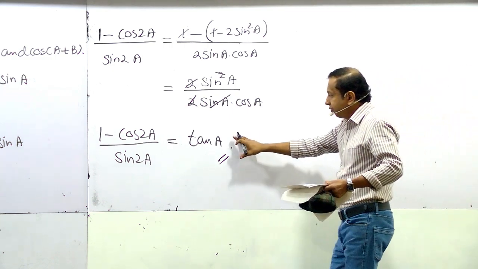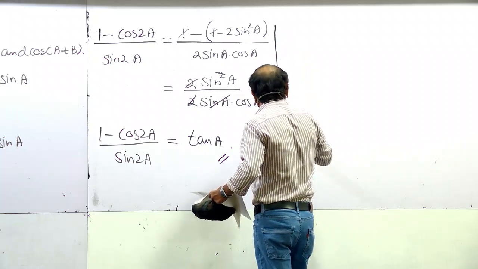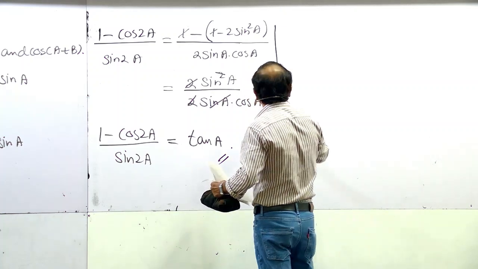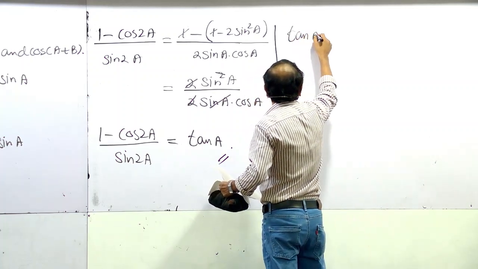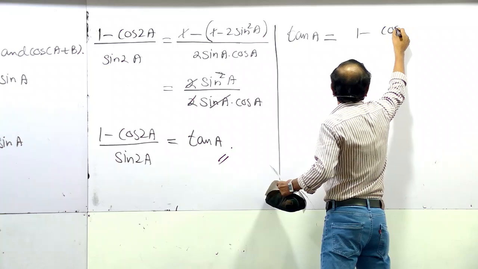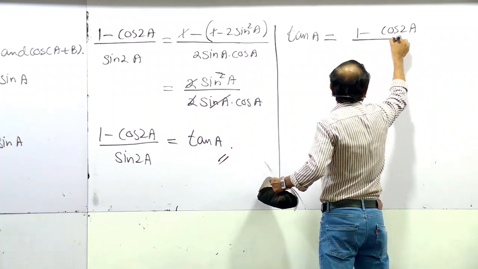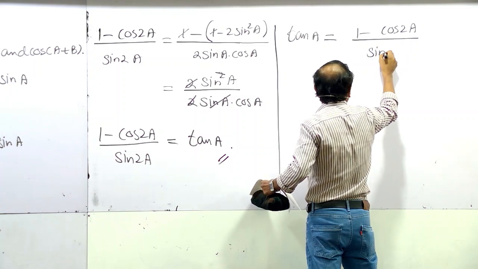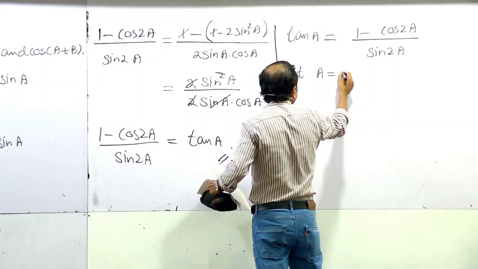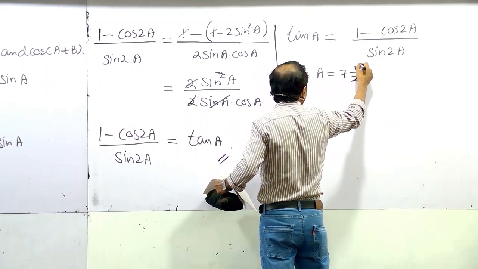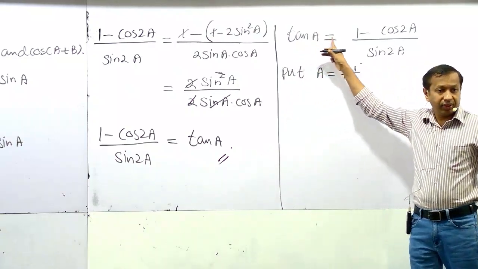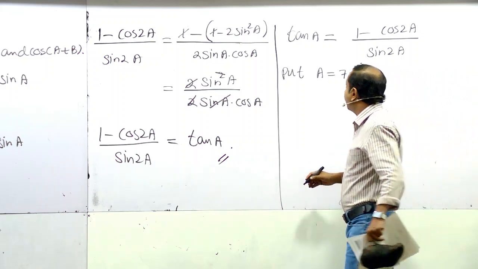Now we can use this: tan A is equal to (1 minus cos 2A) divided by sin 2A. Right, put here A equals 7.5 degrees. Put for A 7.5 degrees, left and right both. Then what do we get?